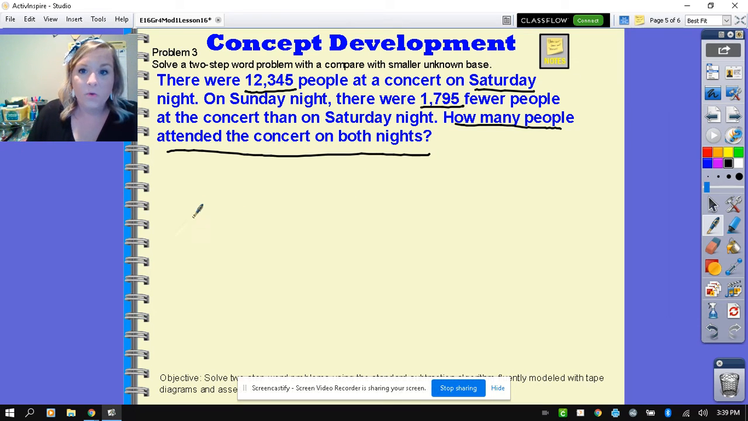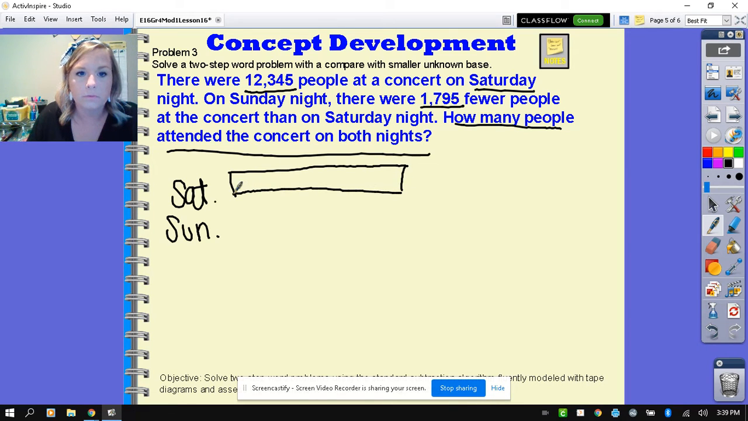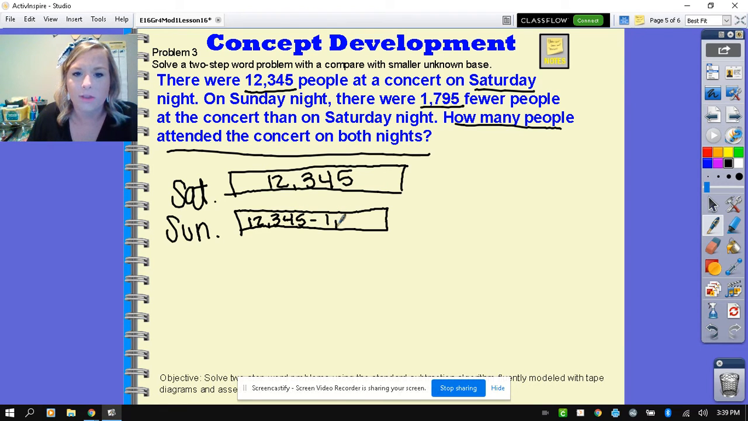Okay, we're going to draw a tape diagram to represent. So I'm going to show Saturday and then Sunday. Okay, so Saturday we know for sure had 12,345 people. But then on Sunday, we had less. So on Sunday, we had 1,795 fewer people than on Saturday. So really, it's 12,345 minus 1,795. So we don't know how many people were there on Sunday. We need to find that complete answer.